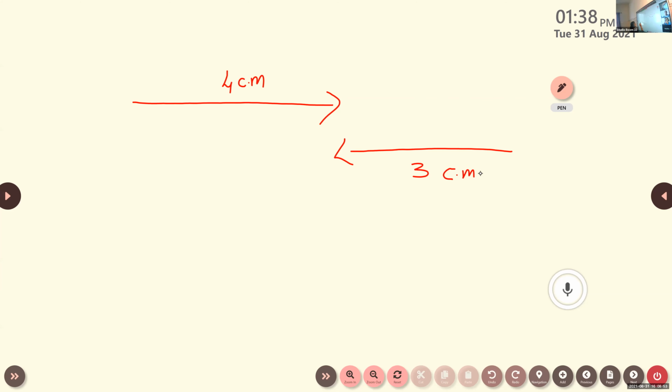The resultant vector is given by r is equal to the magnitude of the first vector, which is 4, minus the magnitude of the second vector, that is 3. 4 minus 3 is equal to 1 centimeter. So this is our resultant vector.